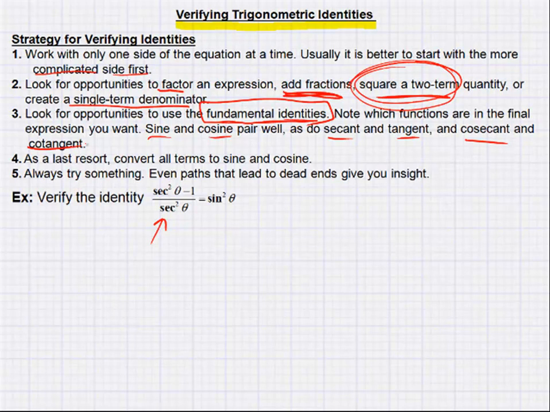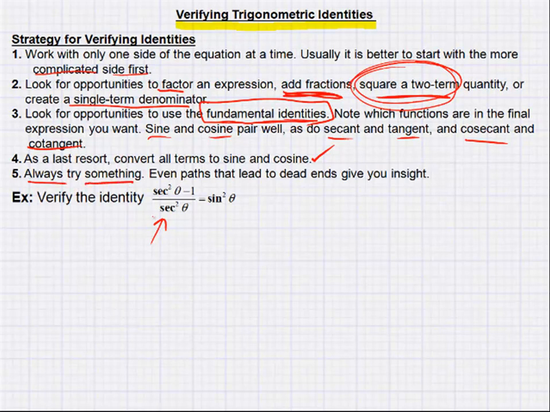If you still are looking at it and say, I have no idea what to do, the least you can do is convert everything to sines and cosines, because secant, tangent, cosecant, cotangent can all be written in terms of sine and cosine. So do that. But what you should do always is try something.